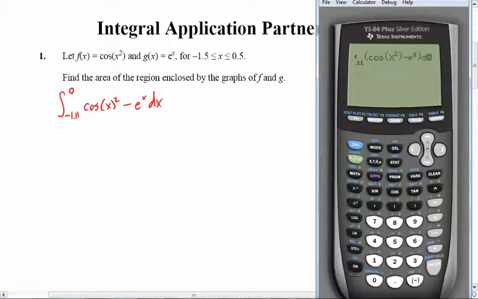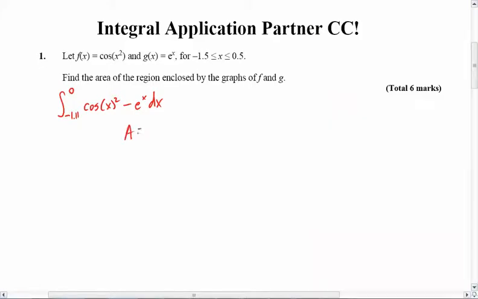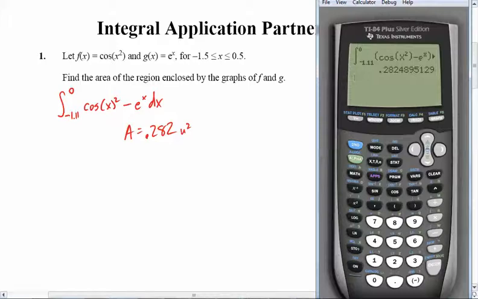Make sure that you tell it to do the integral with respect to x, and so when you push int, you've got 0.282. So the area equals 0.282 units squared.